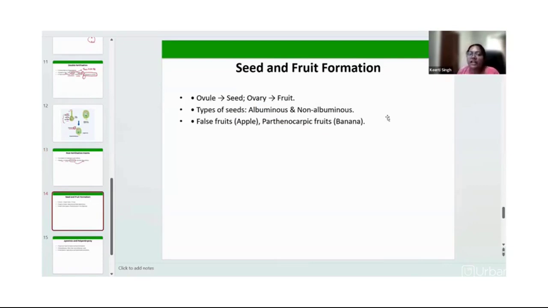What will happen after fertilization? We already know, as humans we are eating different kinds of fruits. There are a great number of vegetables and fruits present in our environment. So these are all the result of what? The flowering plant, because flowering plants undergo sexual reproduction. This is how the seed and fruit formation takes place. This ovule will develop into seed after fertilization, and this ovary will develop into fruit.